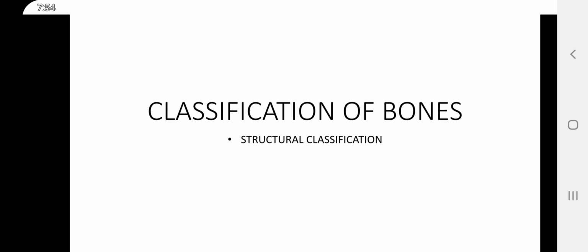Everyone, today we are studying the fourth type of classification of bones, that is structural classification. Structural classification is further of two types, macroscopically and microscopically. Macroscopically, there are two types of bones, compact bones and cancellous, spongy or trabecular bones.